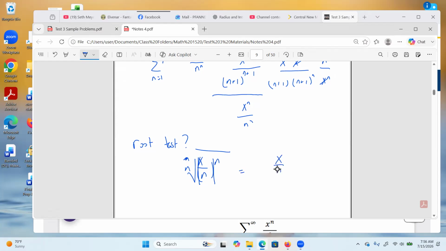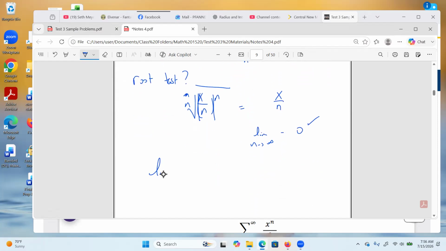and this turns into just x over n. Now remember, the root test says that if my limit as n goes to infinity is equal to 0, then this test will be okay. If it equals 1, then not so good. But if the limit equals 0, then we're going to be able to say it converges.